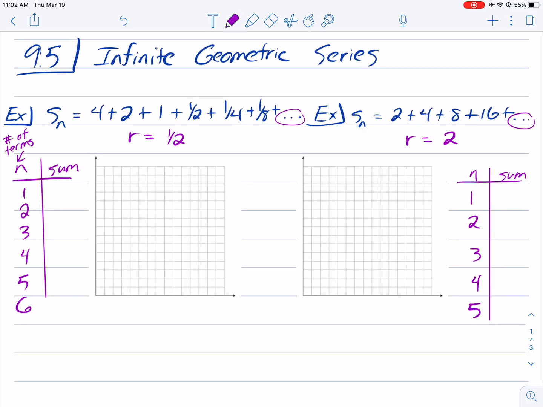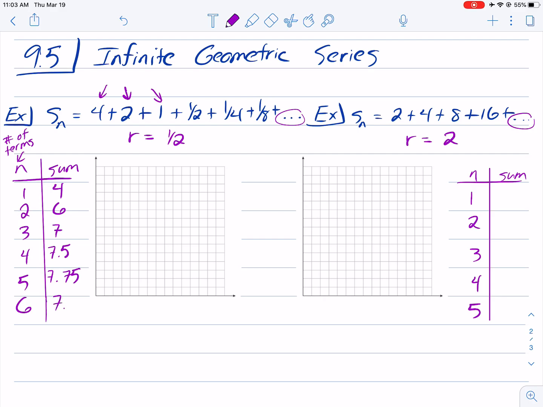Okay, so how this works is for this first example, with one term, well, there's only one sum. It's that number 4. Now, when we have two terms, that's the sum of these first two values. So 4 and 2 gets us 6. And when you add another term, there's three terms. 4 plus 2 plus 1 gets us 7. And we're just going to fill in this table. Now we're adding a half. Now we're adding a quarter. Now we're adding an eighth. And we'll just stop right there. 1/8 is 0.125, so 0.875.